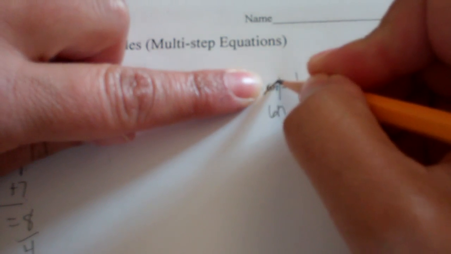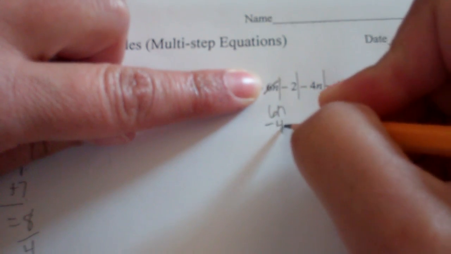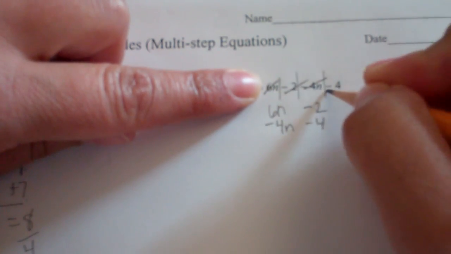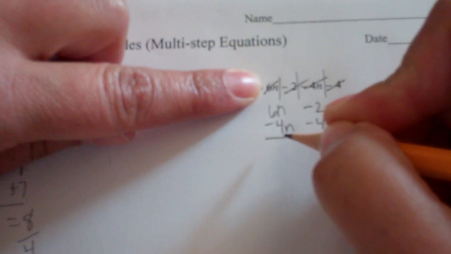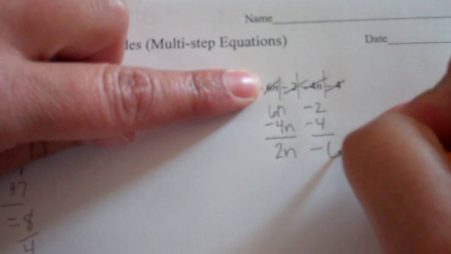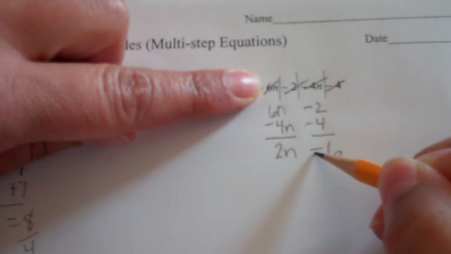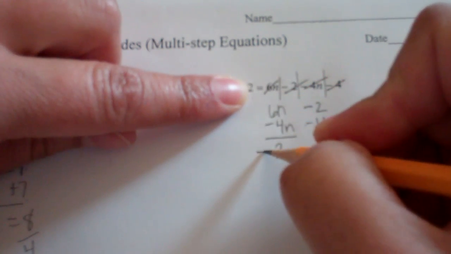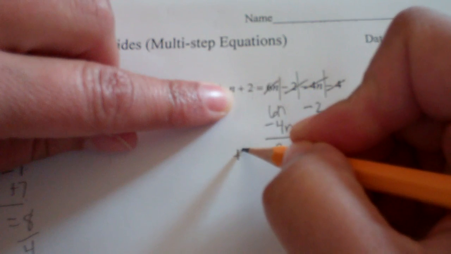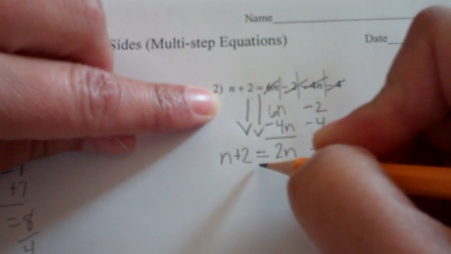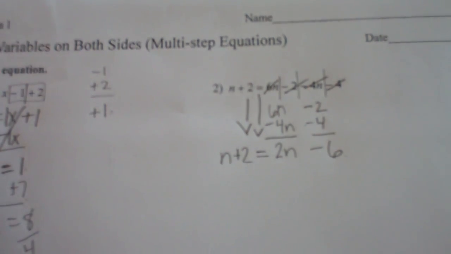We have a 6n, cross that out, a minus 4n, cross it out, a minus 2 and a minus 4 here. 6 minus 4n is 2n. Negative 2 minus 4 is negative 6. So now I'm at 2n minus 6. So notice how that negative became my minus. I will now bring down my equal sign, bring down my plus 2, and bring down my n. So I dropped all of this down here. So my new equation is n plus 2 equals 2n minus 6.